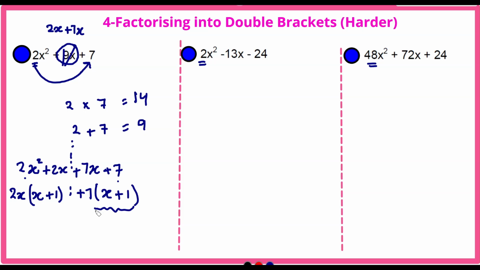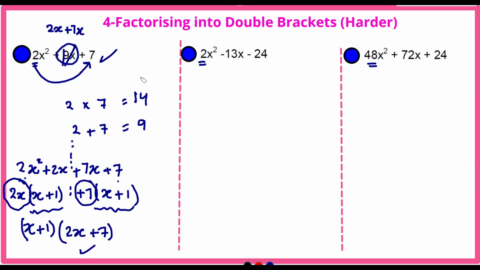What do you notice? This bracket is the same here. You factorize again. You take it out as a common factor. So you have x at 1 from both of them. So what is left from here? 2x left here plus 7 left here. So you put it in bracket here, 2x at 7, and that's the factorizing for this question.